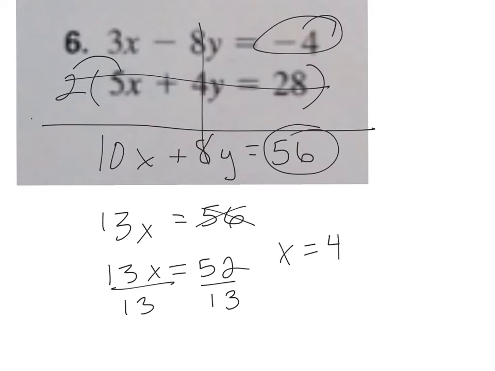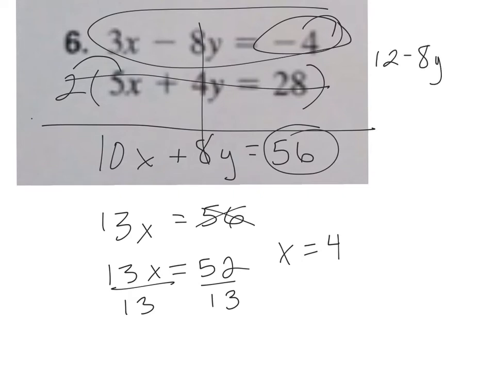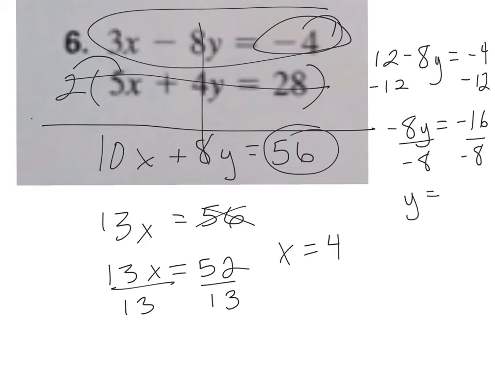Now I'm going to plug it back in, and remember that we can go to either the top equation or the bottom equation, so let's go to the top. I would have 3 times 4, which is 12, minus 8y equals -4. So then I'd minus 12 from both sides. That would give me -8y is equal to -16. Divided by -8, negative divided by negative, is a +2. So my answer here would be 4, 2.